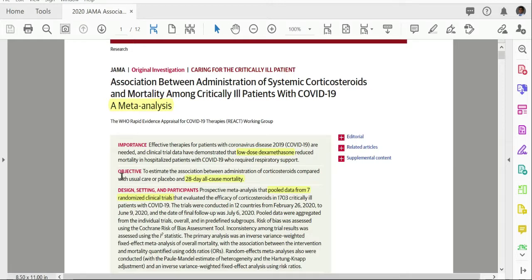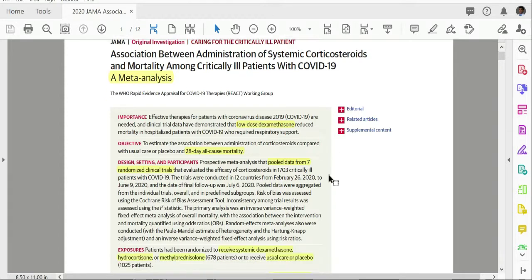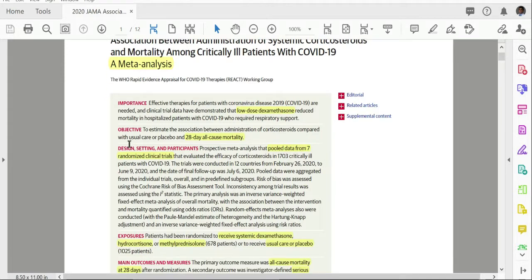rates. And their objective was to look at all-cause mortality, all the causes contributing towards death in COVID-19 patients, 28 days after the administration of corticosteroids. So that is their benchmark. And if you look at the design, they did a systematic review and then a meta-analysis of 7 randomized clinical controlled trials that they used for this study.